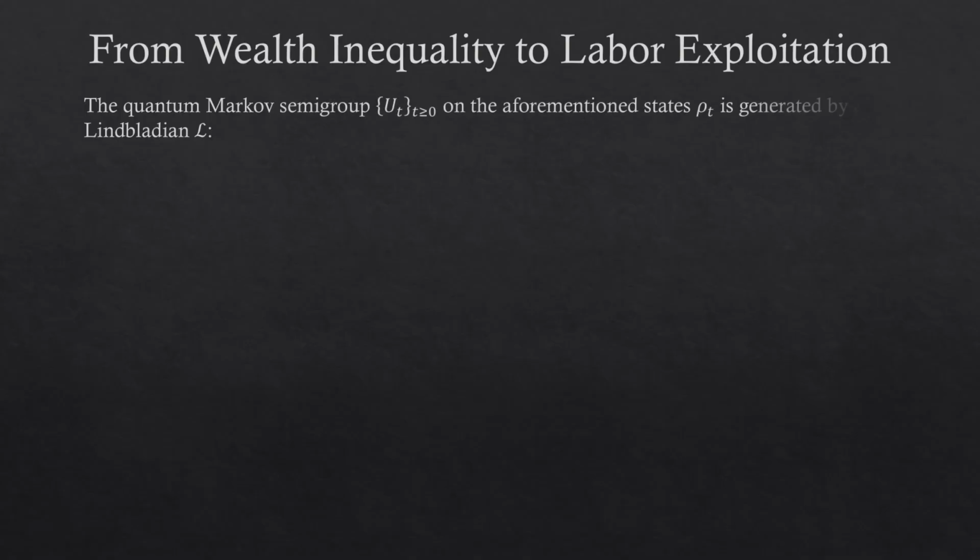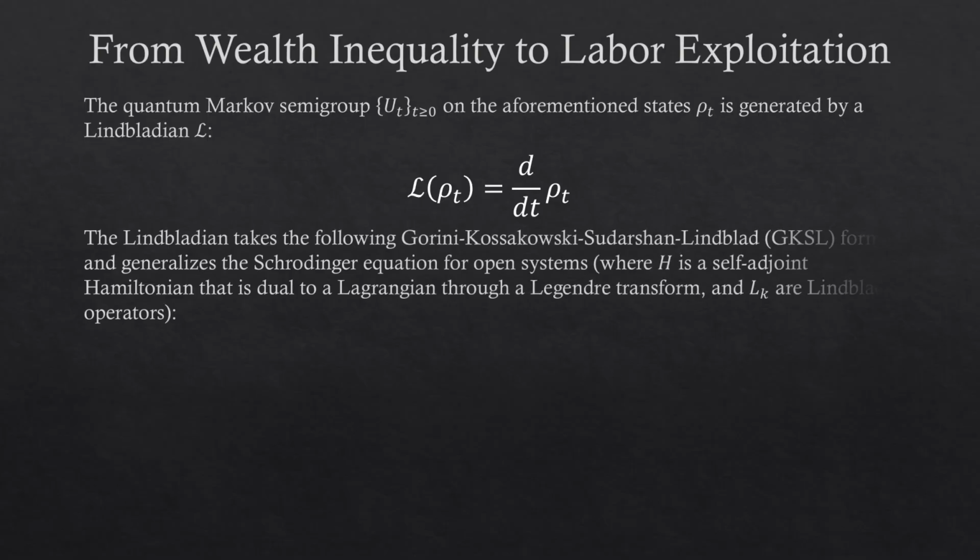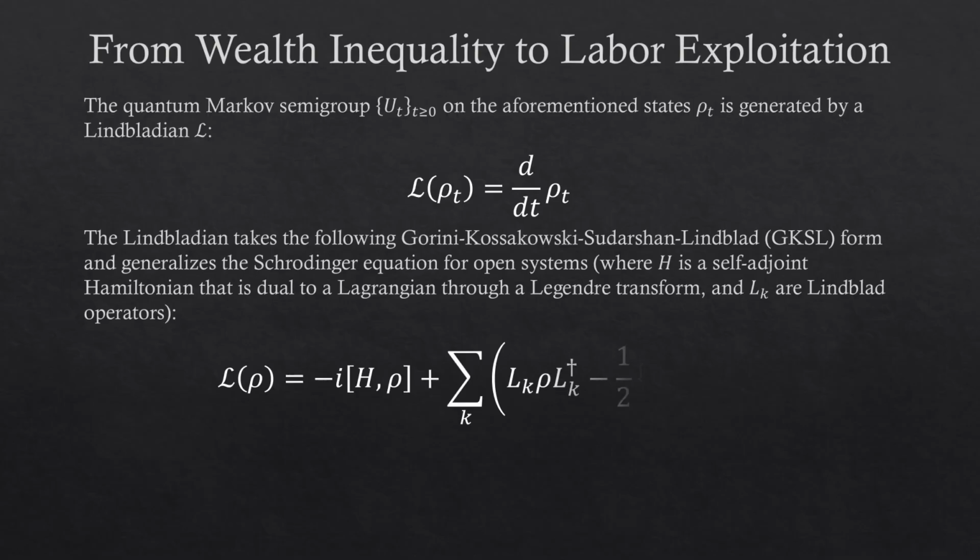The quantum Markov semigroup on the aforementioned states rho sub t is generated by a Lindbladian that we'll call L. And that is generated by the partial time derivative of our density matrix of wealth distribution. The Lindbladian takes the following GKSL form and generalizes the Schrödinger equation for open systems, where H is a self-adjoint Hamiltonian that is dual to a Lagrangian through a Legendre transform, and L sub k are Lindblad operators.